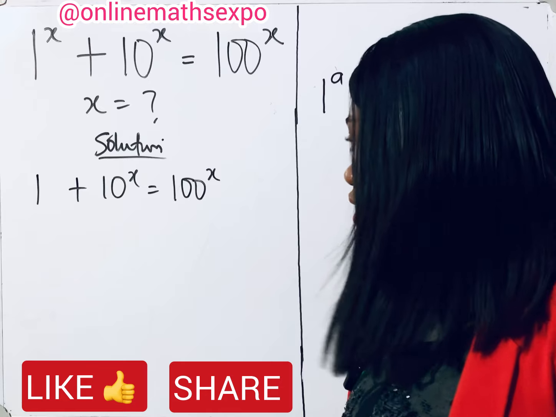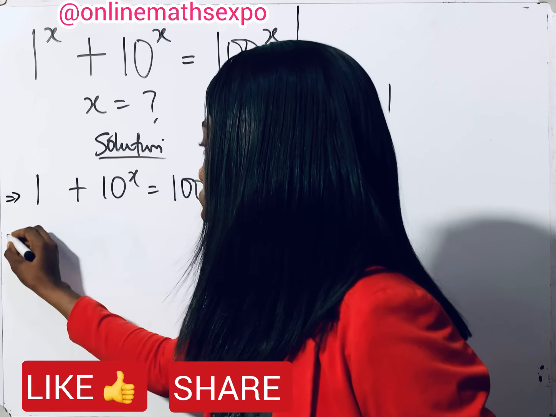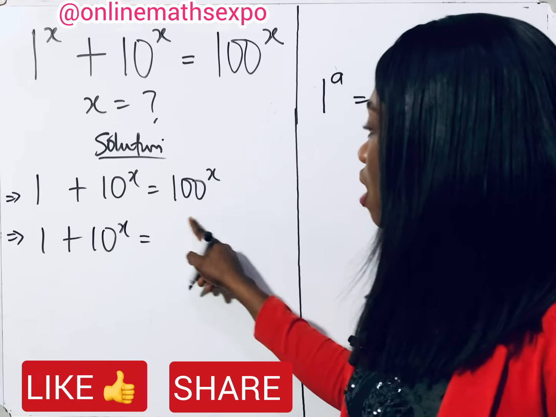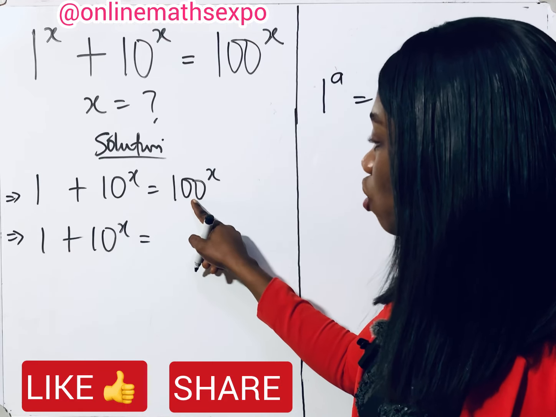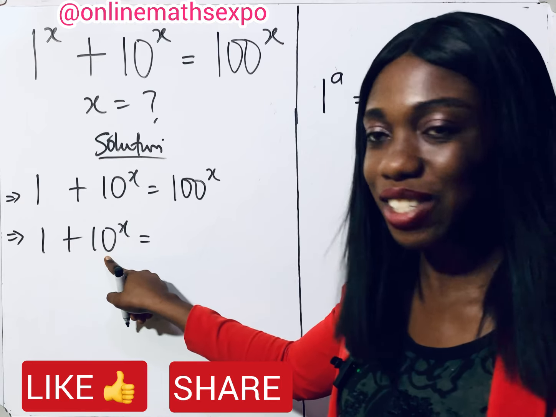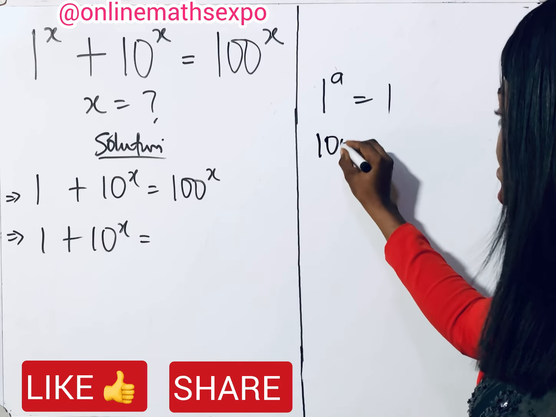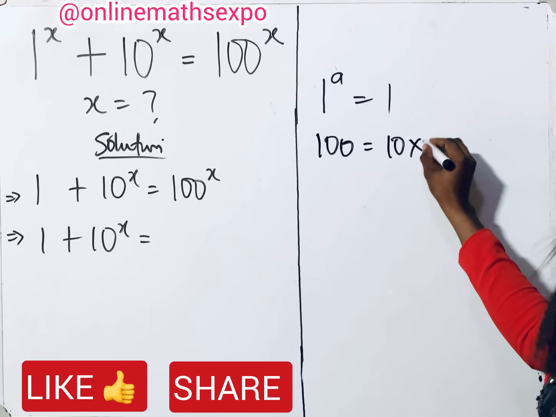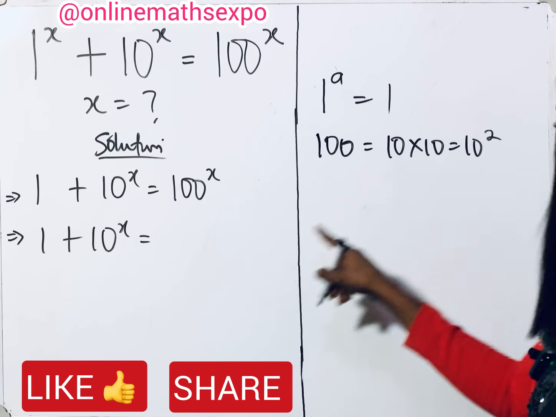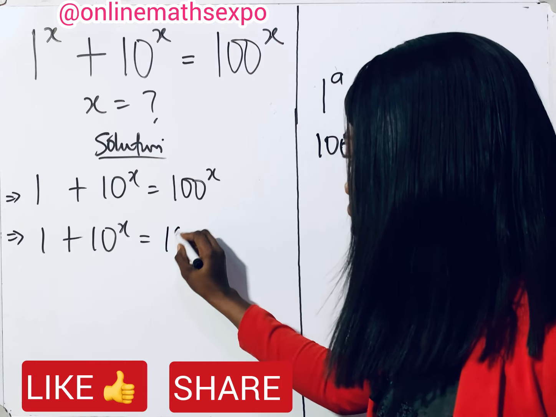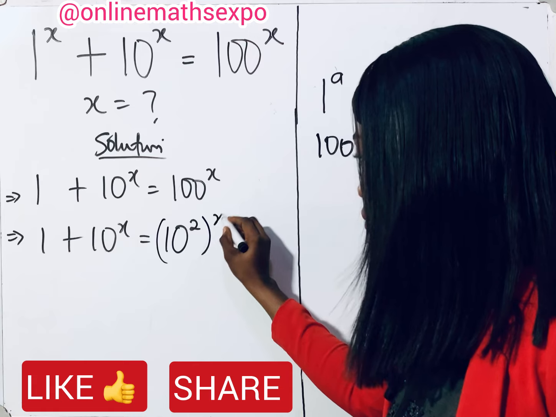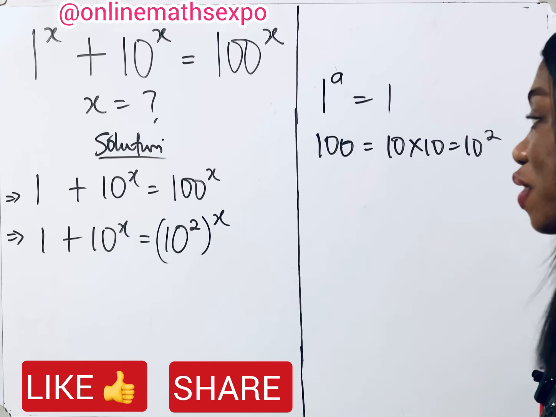Now what do we do again? This is the same as 1 plus 10 to the power of x is equal to... is there a possibility of changing this 100 to have the same base as 10? Let's see to that. You know that 100 is the same as 10 multiplied by itself, which is 10 to the power of 2. So in that case, we are going to have this 100 be 10 to the power of 2, then raised to the power of x. Amazing.